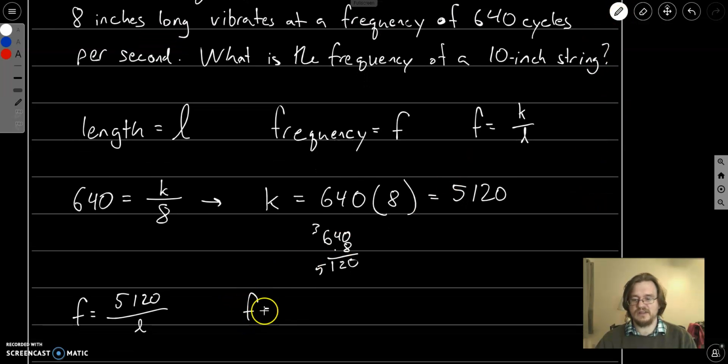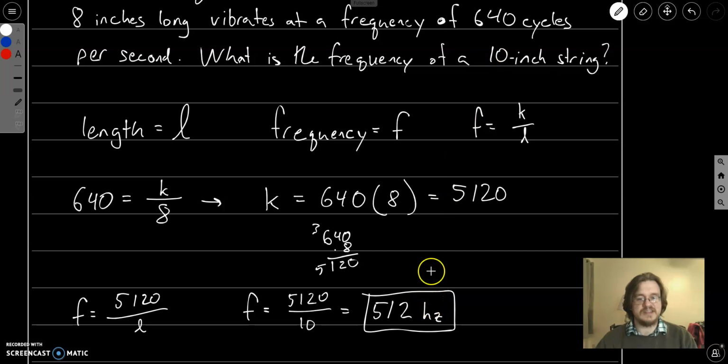So the frequency will be 5,120 divided by the length, which is 10, which is going to be 512, and this is cycles per second, which are also known as hertz. So we went from 640 hertz to 512 hertz. So we decreased when the length increased, and everything is sort of fitting together.